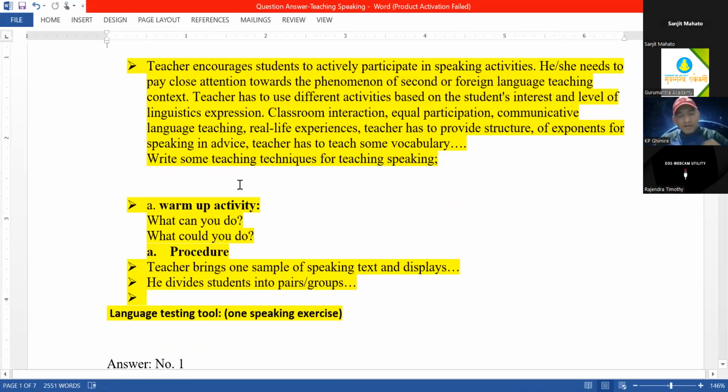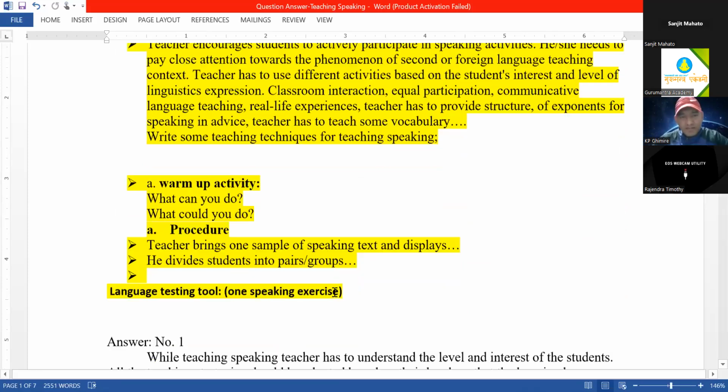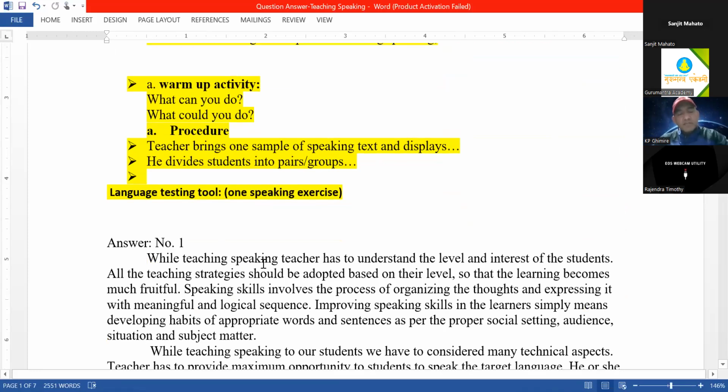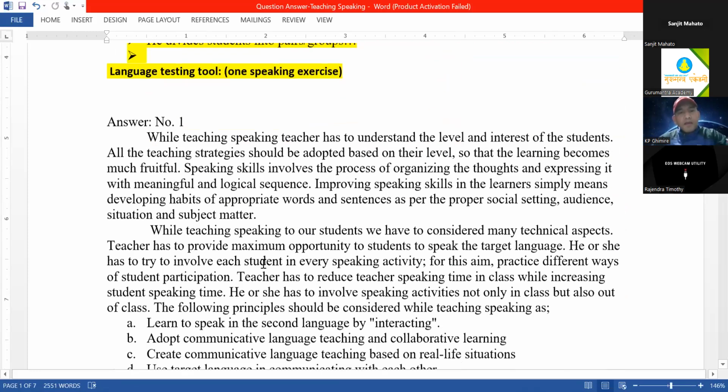So don't get confused. Designing an activity means thinking what language functions, or which part of language under speaking, you are going to focus on, and how the practical activities you are going to employ. So engage this in a stepwise process. See? This is the answer for the first part.